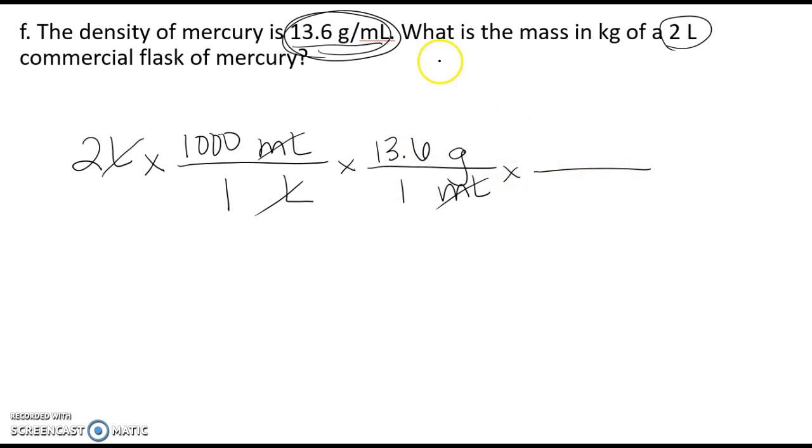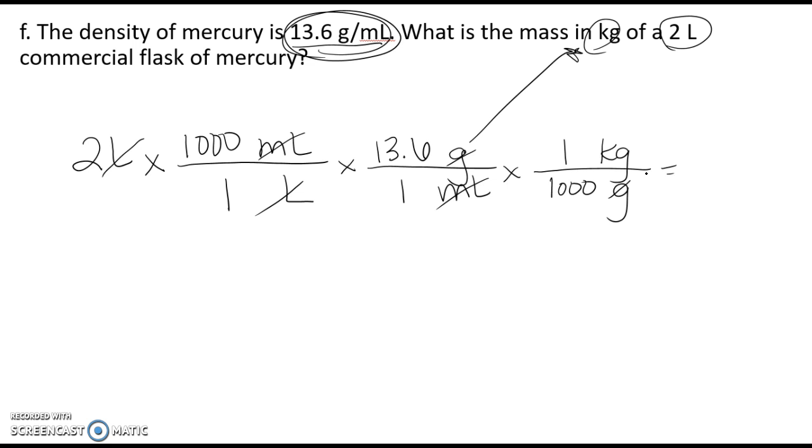Then we need to get from grams to kilograms. And I know that because up here it says what's the mass in kilograms. So I'm going to put grams on the bottom so that they cancel. Kilograms on the top. That's another prefix. So the King Henry died, unfortunately, drinking chocolate milk prefix, which means 1 kilogram is 1,000 grams. And then I'll be left with kilograms, which is good because that's what I want.